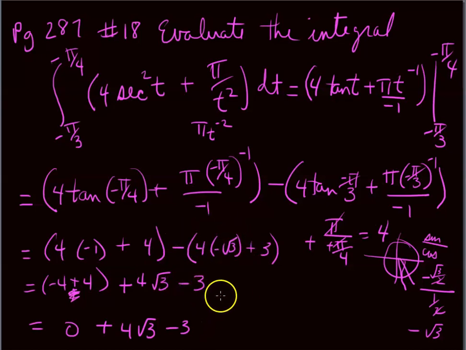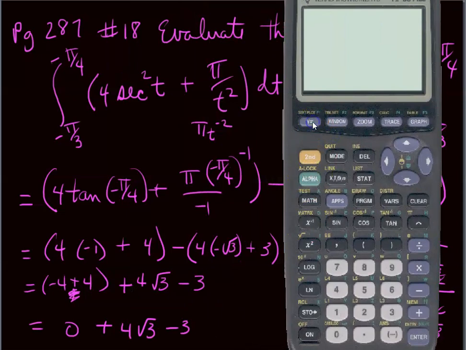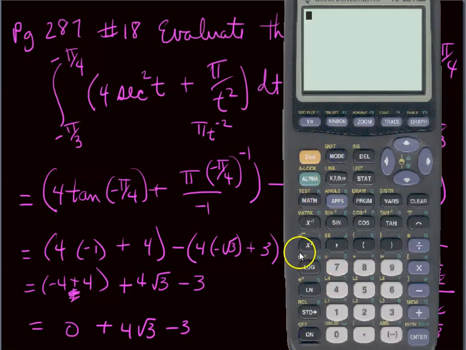Let's see. Let me check this using my calculator. Here it is. First of all, I'm going to find the decimal for 4 times the square root of 3 minus 3. It is 3.928. Okay.